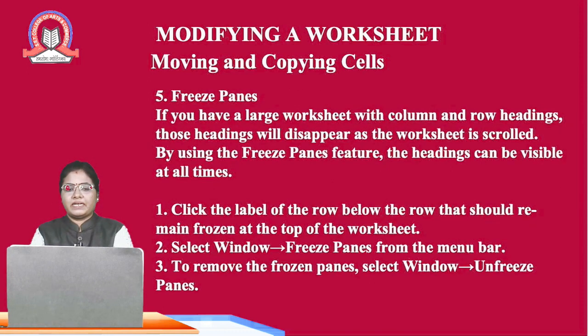Next one, freezing pane. If you have a large worksheet with column and row headings, those headings will disappear as the worksheet is scrolled. If more than a lakh of data is there, freezing panes is helpful to see the headings. Click the label of the row below that should remain frozen at the top of the worksheet. Select window, freeze panes from the menu bar. This is the option to select freeze pane. To remove the freeze pane, similarly select window and unfreeze pane.